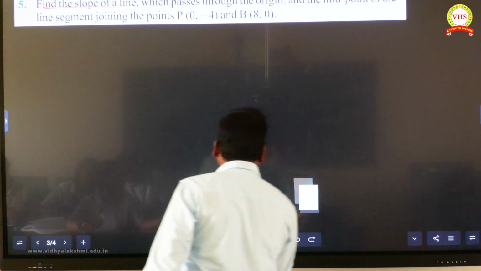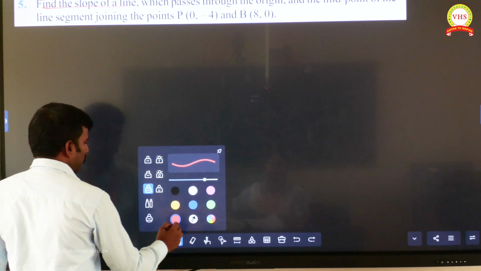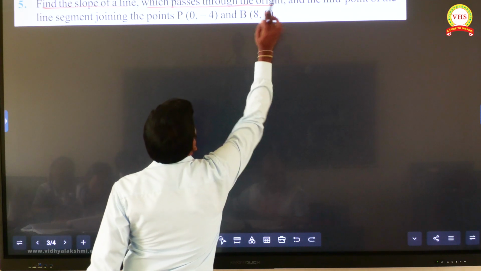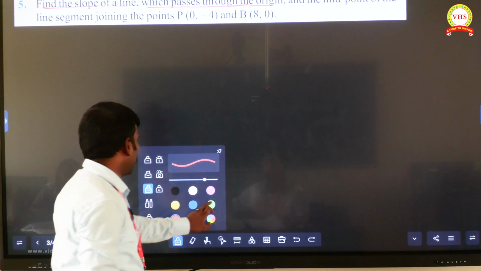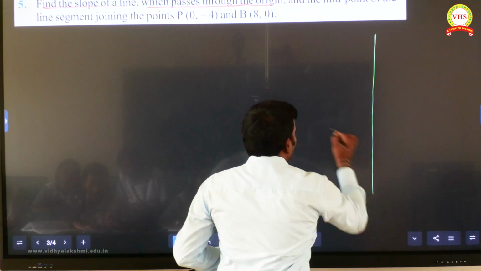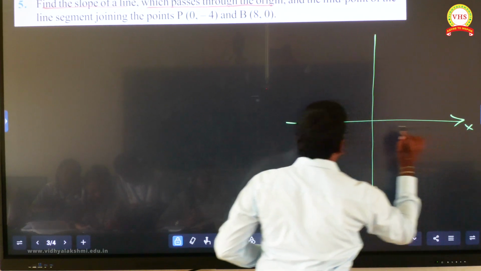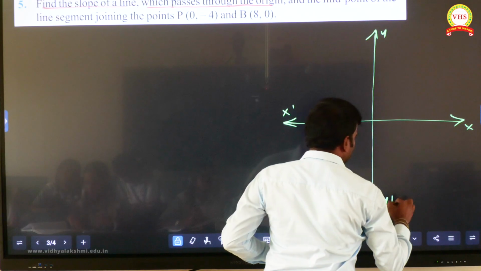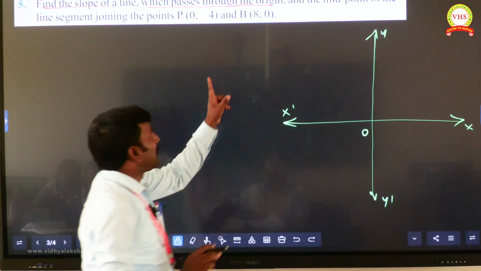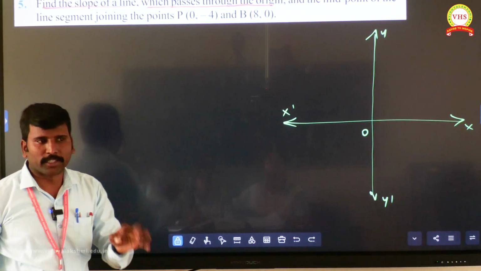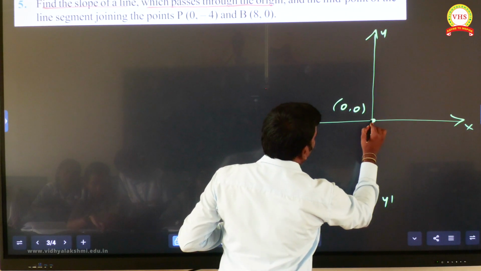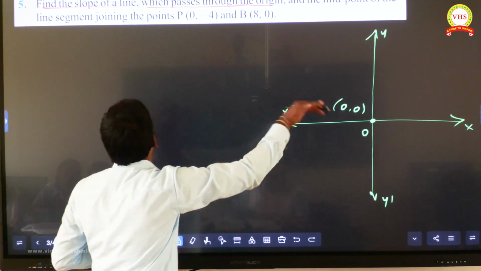Okay, we'll enter this. Here they asked to find a slope. Slope of a line we have to find which passes through the origin. Then listen carefully. We have to draw a coordinate plane. This is my x-axis, and this is my y-axis. Origin O. The line passing through the origin. Origin in the sense 0, 0. I told you. So through this origin, the line is going.